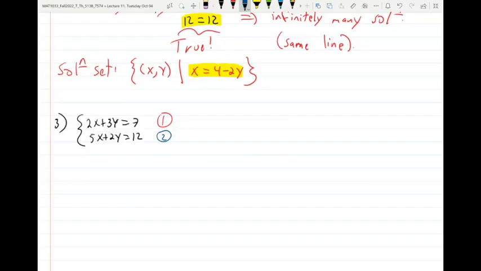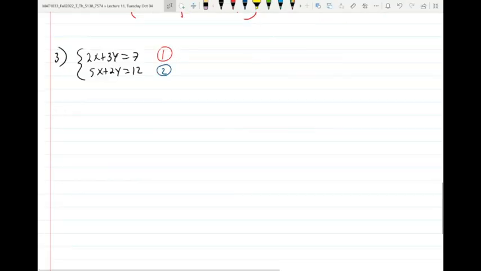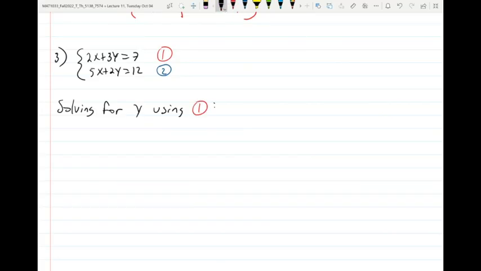So remember, following the steps, let's read the steps so you see how to use this. So you need to pick a variable and an equation. Okay? So the variable that we're picking is y, and the equation that we're picking is equation 1. Okay? Step number 2, solve for the chosen variable using the equation. So I'm going to solve for y using equation 1. So solving for y. You don't have to write this, but I'm writing so when you read these things, you understand what you're reading. Okay? You just do it. So solving for y using equation 1. That's the first thing that I'm going to do.